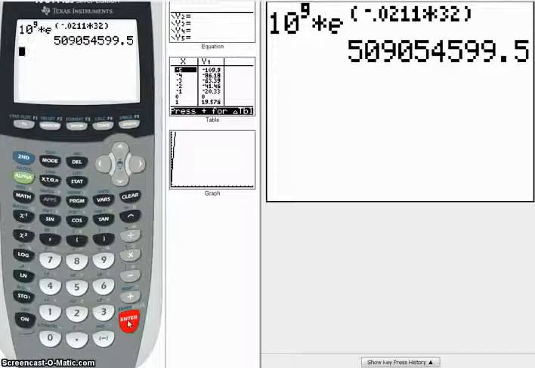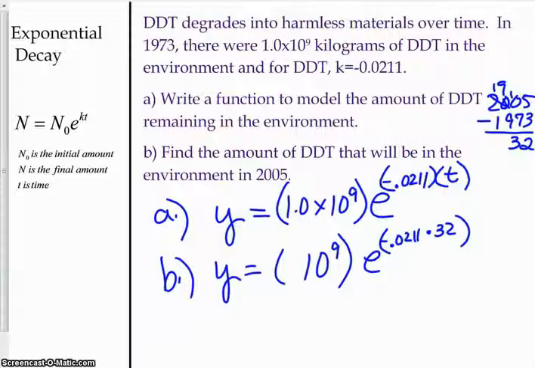So for an answer here, I got 5090545999. I'm going to call it about 5.1 to the 8th power. So since I was given a number here, I'm going to say it was about 5.1 times 10 to the 8th power. All right, so I kind of rounded my answer there. I could write it all out if I wanted to. It's kind of a long answer to memorize.